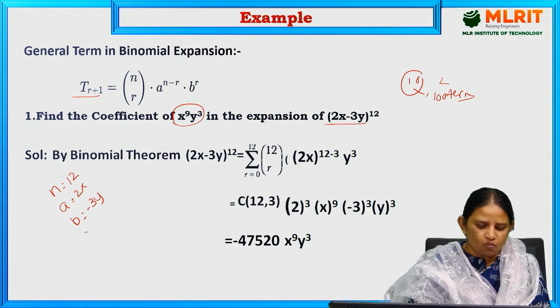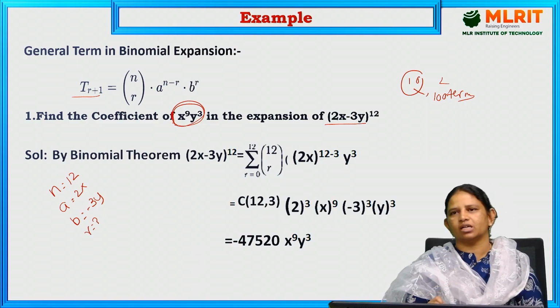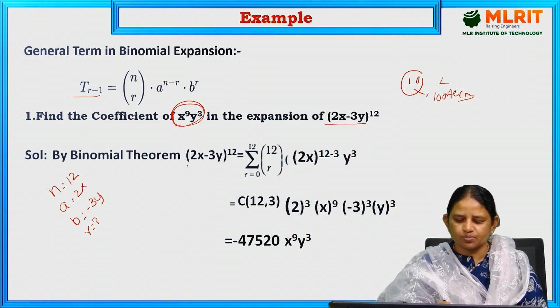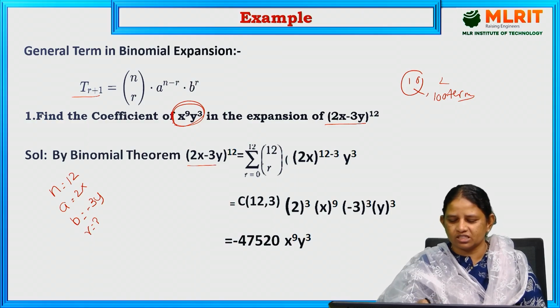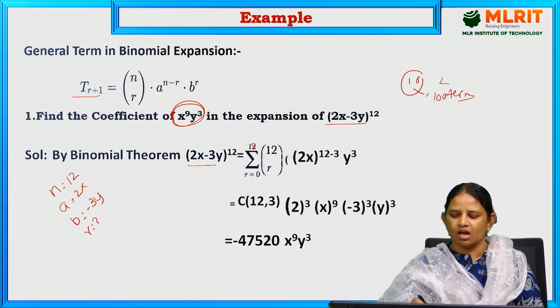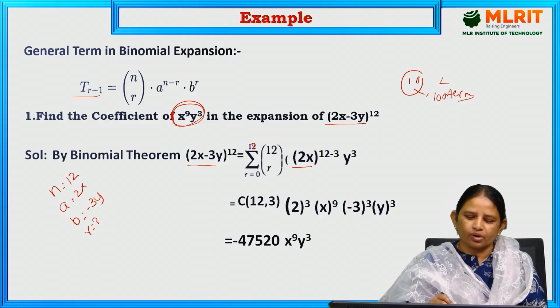We don't know what the r value is. Based on the coefficient in the expansion, we need to find out the r value. So (2x minus 3y) to the power of 12, sigma r equal to 0 to n, that is nothing but 12. So what is the formula? 12Cr 2x. How to get 9?